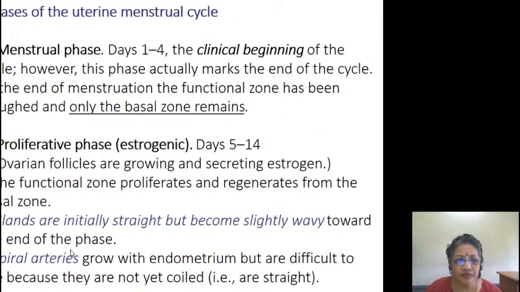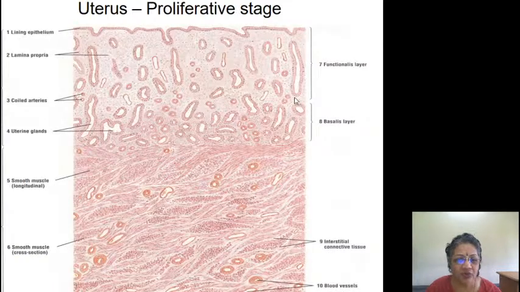So the clinical beginning of the cycle is actually the end of the total endometrial cycle. At the end of this menstruation, the functional zone has been sloughed off, only basal zone is remaining. So you don't get to see, in fact, you will only get to see till here, right?